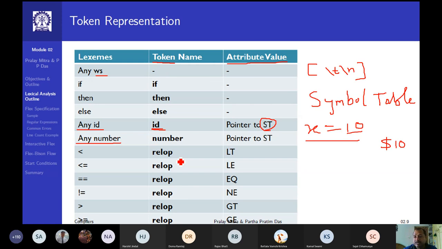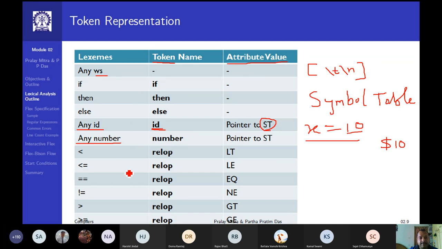Less than in short is written as LT. Less than equals to in short is written as LE. Equals to is written as EQ. Not equals to is written as NE. Greater than is written as GT. Greater than equals to is written as GE.